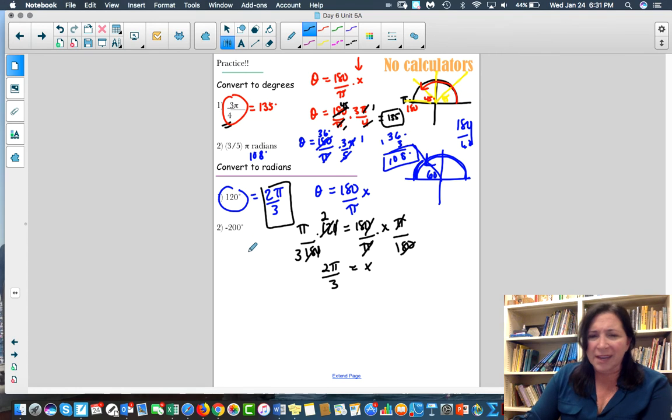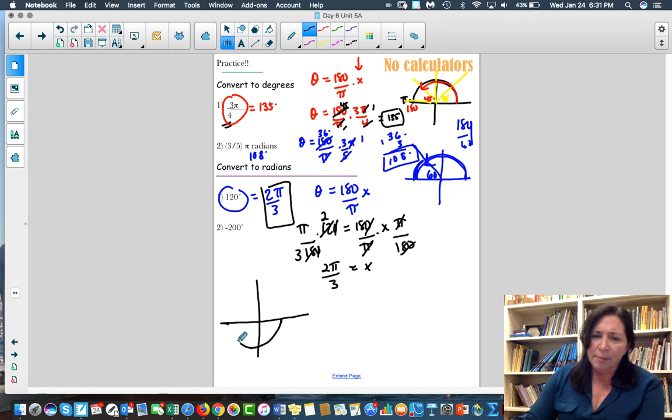Now this one, negative 200 degrees, look at it. What is converting that to radians? Now what we have here is we're dropping down from here because it's negative, and we're going past 180 here. And so actually what we're at is a 20 degree reference angle. But what would be this negative value in radians?